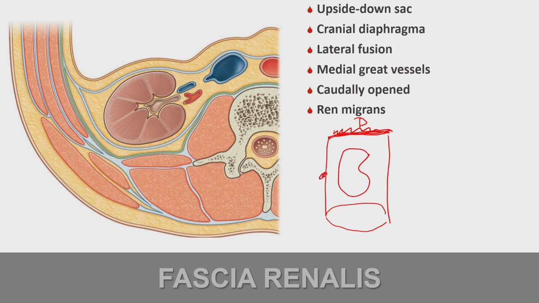Laterally it is fused, and medially you have the great vessels. Then caudally you can observe an opening, and through this open caudal aspect of the renal fascia, the kidney could move down and up. It has very important consequences. It's normal during breathing.